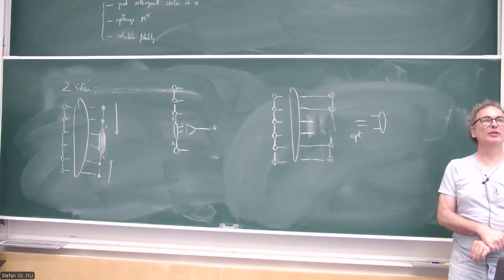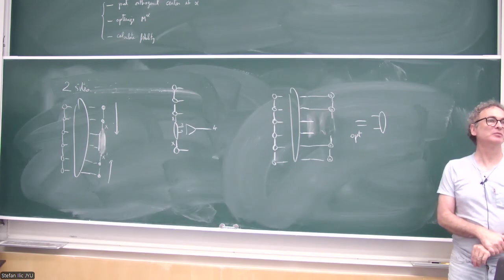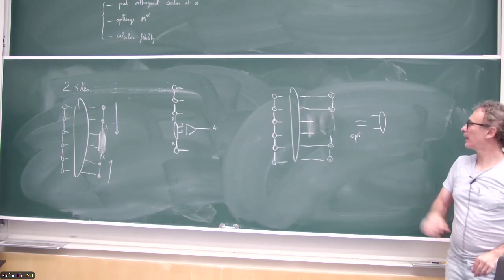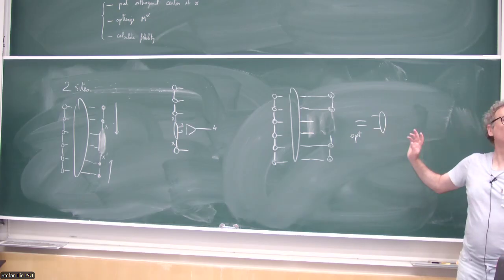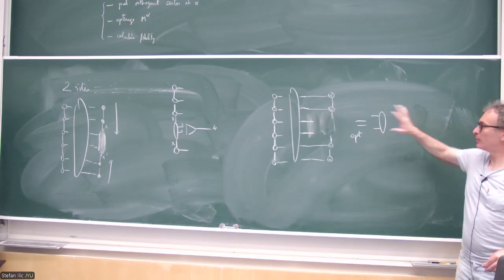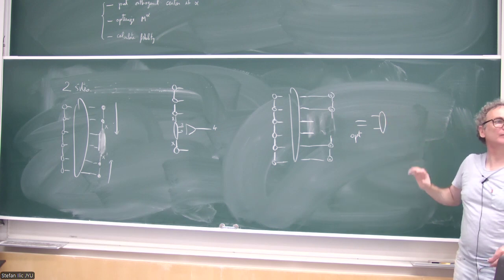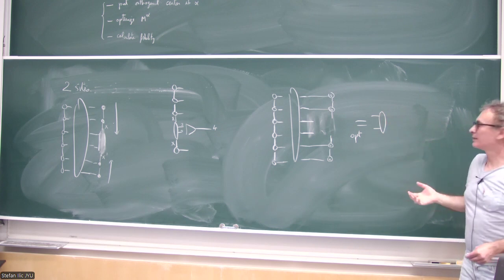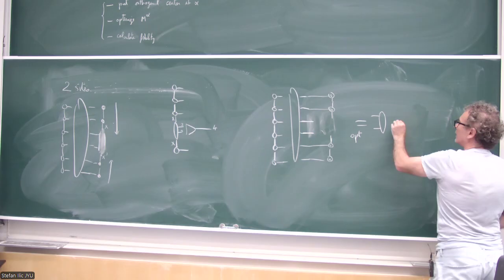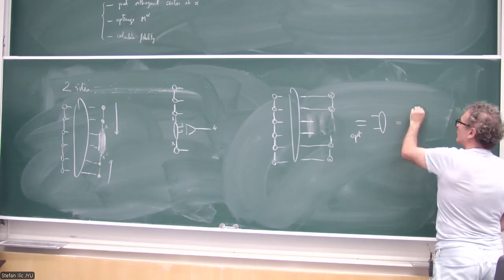Two sites is actually the standard. Some people tried 3 sites. It doesn't bring much. So I have this, I have the optimum one. Then for this tensor, I do an SVD.